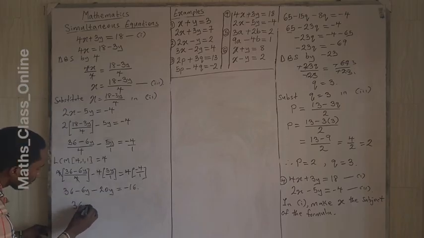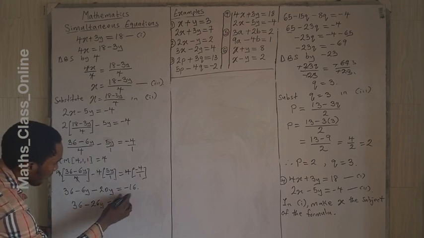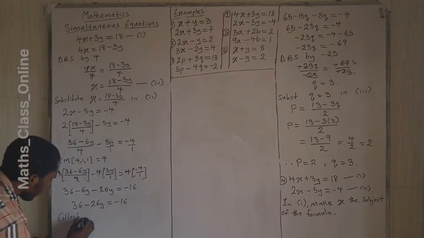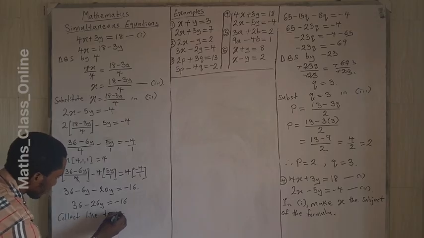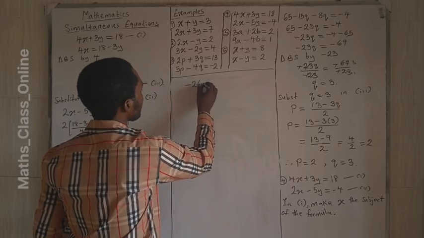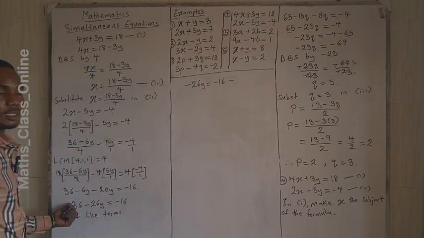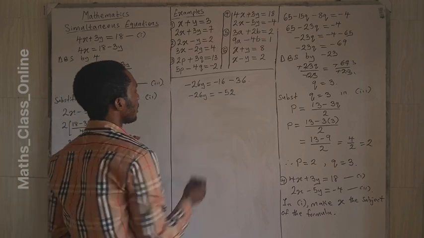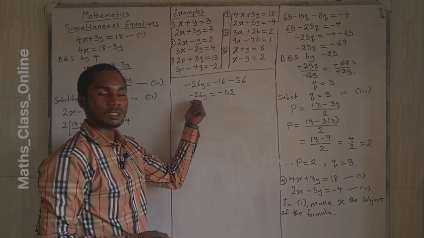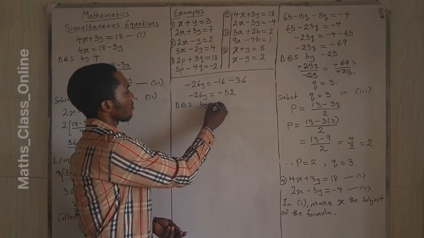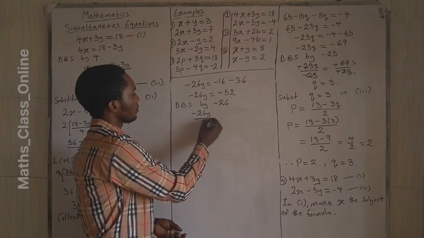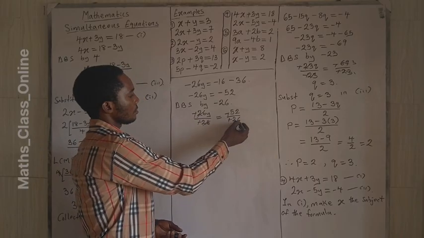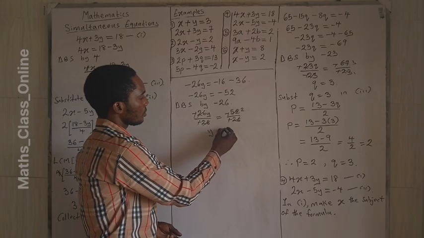We have this to be 36 minus 26y is equal to minus 16. Collect the like terms. We are going to have minus 26y is equal to minus 16 minus 36, so minus 26y is equal to minus 52. Now, to get the value of y, divide both sides by what? Minus 26. y is equal to 2.